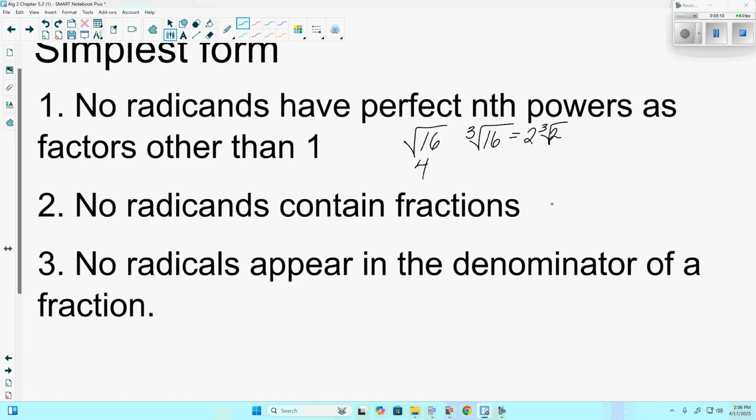No radicals can contain a fraction. We can't leave it as the 4th root of 2/7. We cannot have a fraction in a radical. That's all it's saying. And no radicals can appear in the denominator of a fraction. We can't leave it as 1 over 7 plus the square root of 3. We cannot have a radical in the bottom of a fraction.